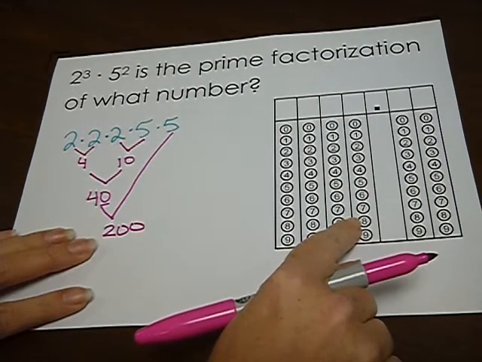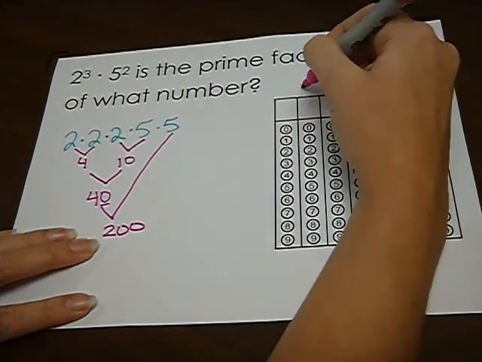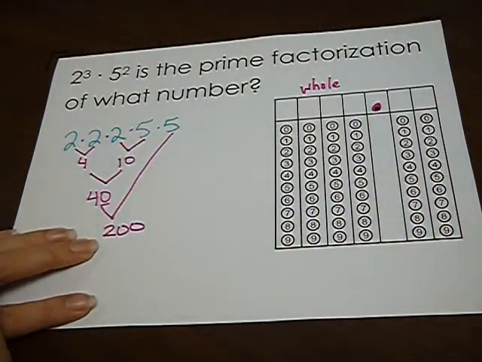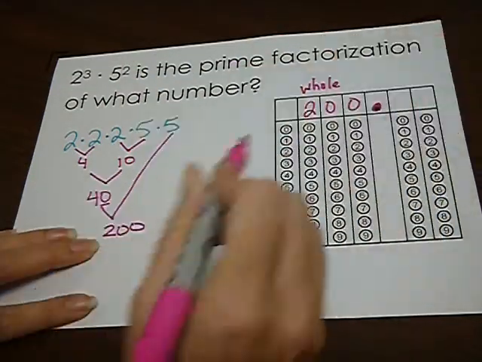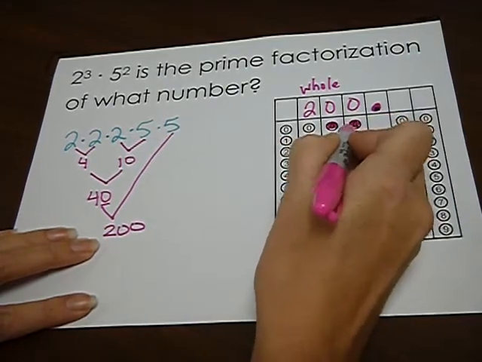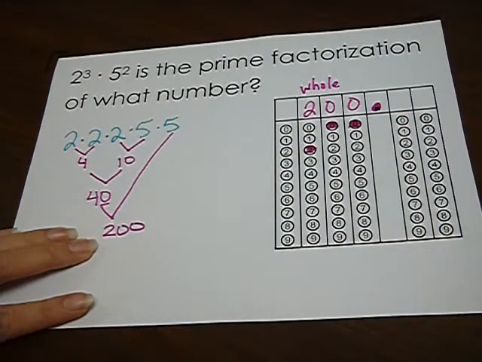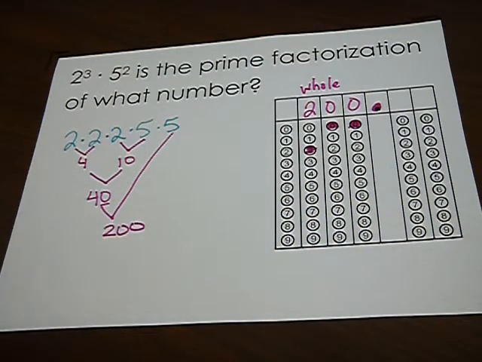When I put it into my griddable, here's my decimal point, which means the whole numbers are on this side. So I'm going to write the 200 right here. And then, of course, I need to bubble it in. I do not need to bubble in the columns that I do not use. And that's the end of part 1 of our review.